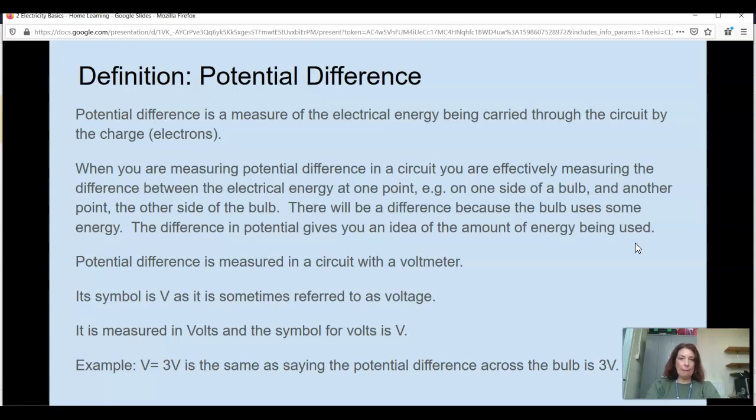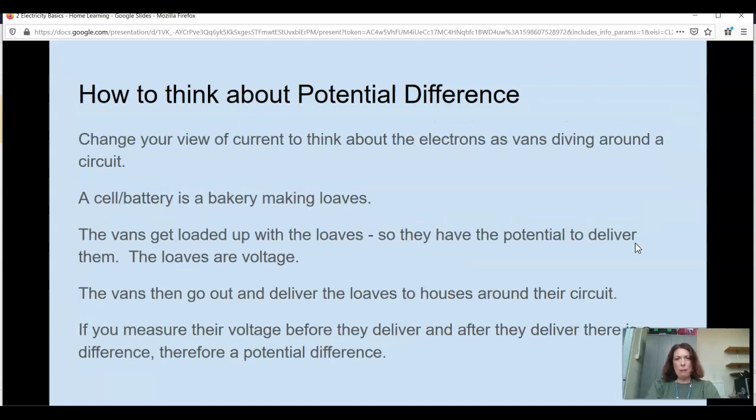Okay? So let's think of a model about how to think about potential difference. You need to change your view of current in this. Rather than thinking about the water, I want you to think of them as vans. I know that sounds a bit weird, but they're vans, okay? And they're driving around a circuit. Now I want you to think about the cell or the battery as a bakery making loaves of bread, okay?